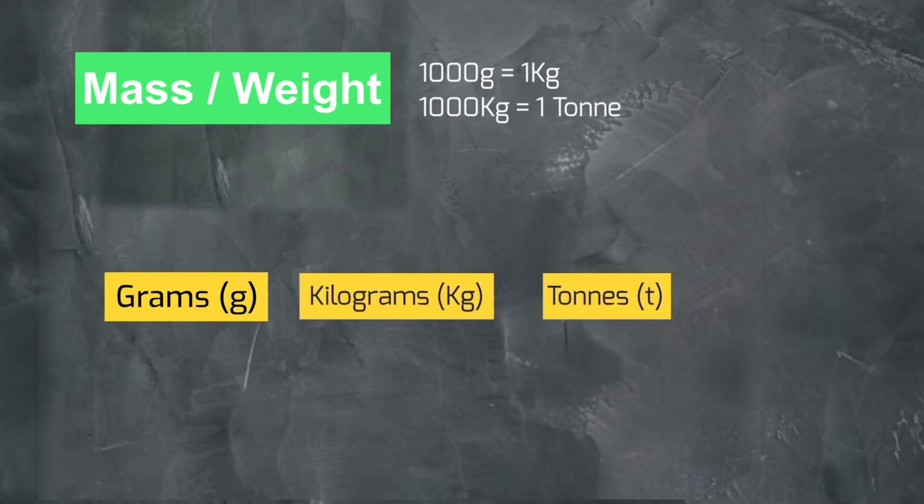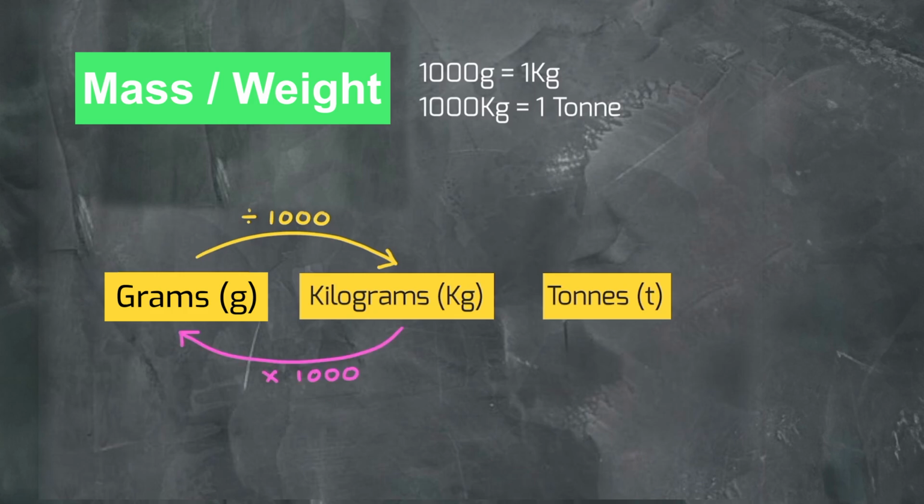Now let's take a look at some metric units of mass or weight. We use the same method as we used with length to work out our conversions. We can see that 1,000 grams equals 1 kilogram, and 1,000 kilograms equals 1 tonne. This means to convert grams to kilograms, we would divide by 1,000 as there are 1,000 grams in 1 kilogram, and to convert kilograms to grams, we would multiply by 1,000.